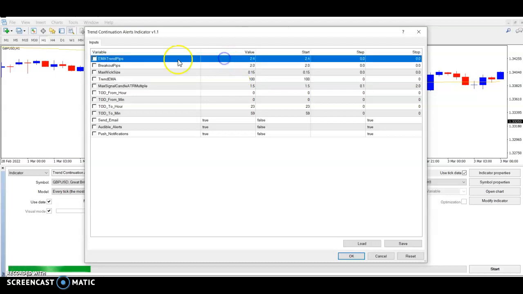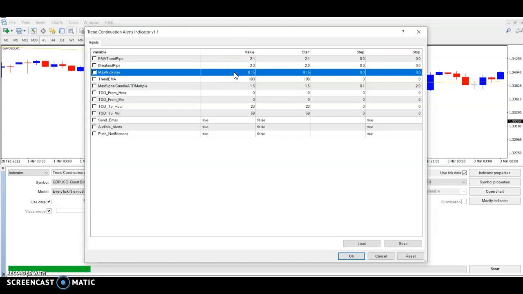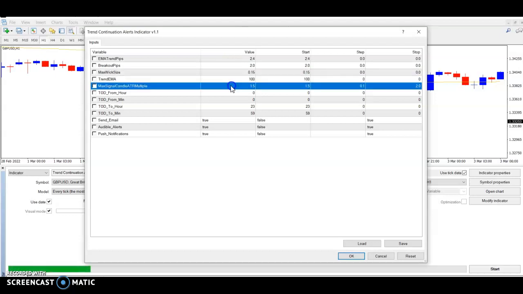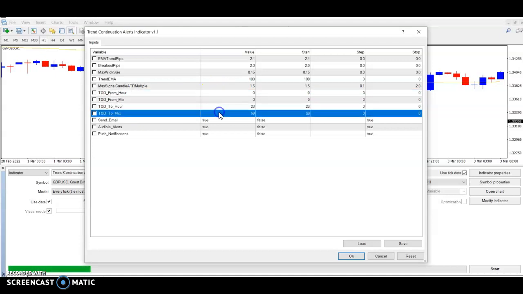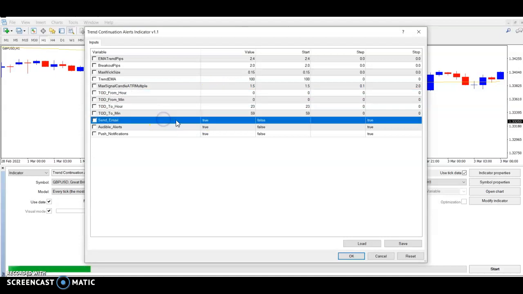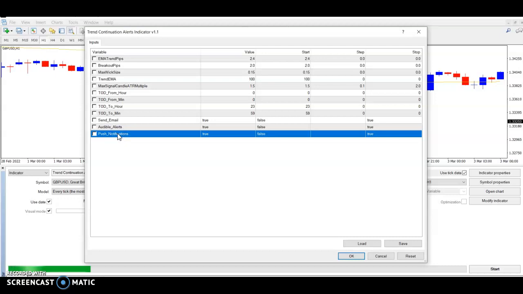To recap, EMA trend pips: you increase that for a stronger trend and for higher time frames, and decrease for lower time frames, and if you're not too bothered about the trend, which is actually what this indicator is for. Breakout pips: how many pips do you want the signal candle to break out above before it's valid? Max wick size, I don't change. Trend EMA, I don't change. This one I do change, but I'll show you that. Then, of course, you can put in the times of the day that you want this indicator to give you signals, because it can send them to your email or just in MT4 or to your MT4 mobile.